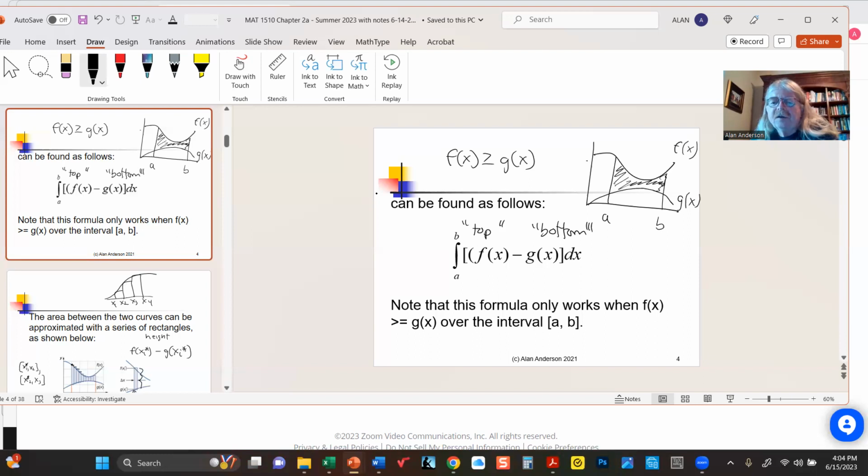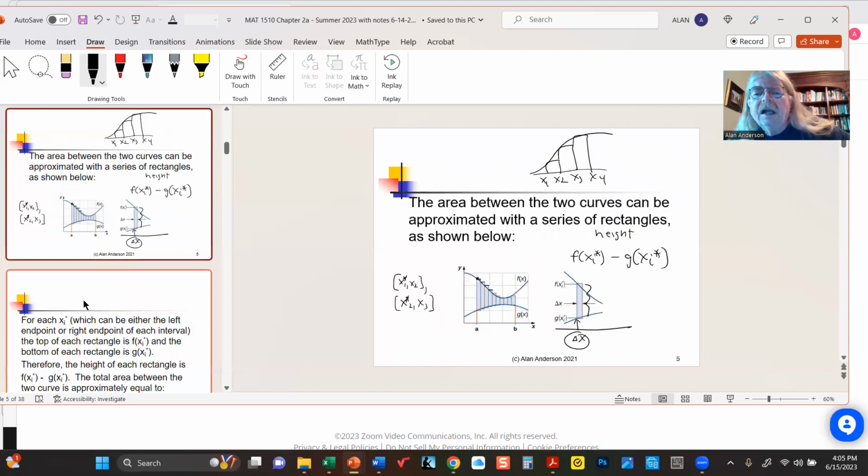Now we have to be careful here. We have to make sure that over this entire interval, f of x is indeed above g of x. So this condition has to hold over the entire interval. Otherwise, we have to try something different. So let's take a quick look at the logic behind what we're doing. As we saw in the previous chapter, what we're essentially doing here is creating a series of rectangles. So let me make that bigger so you can really see it better.